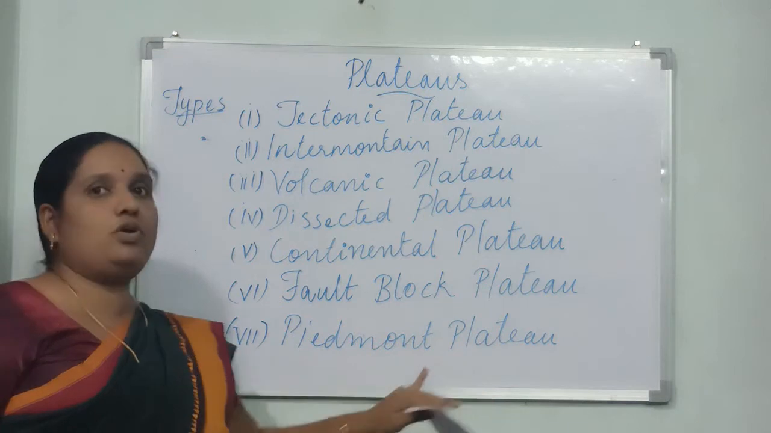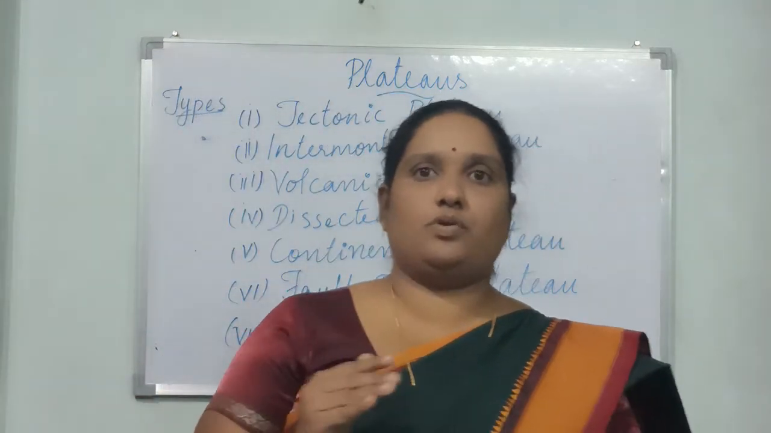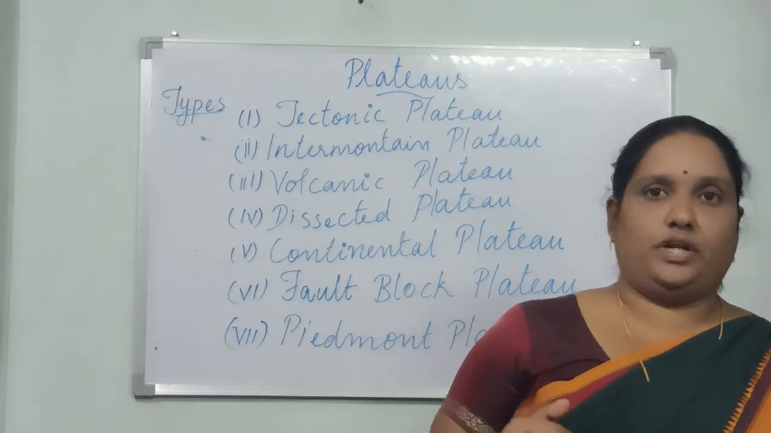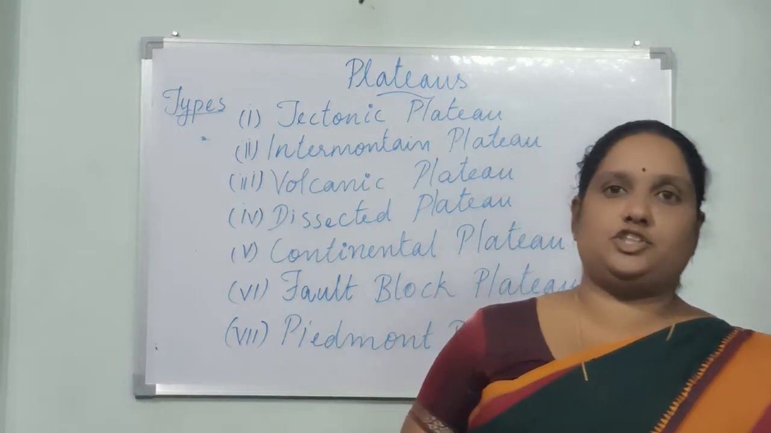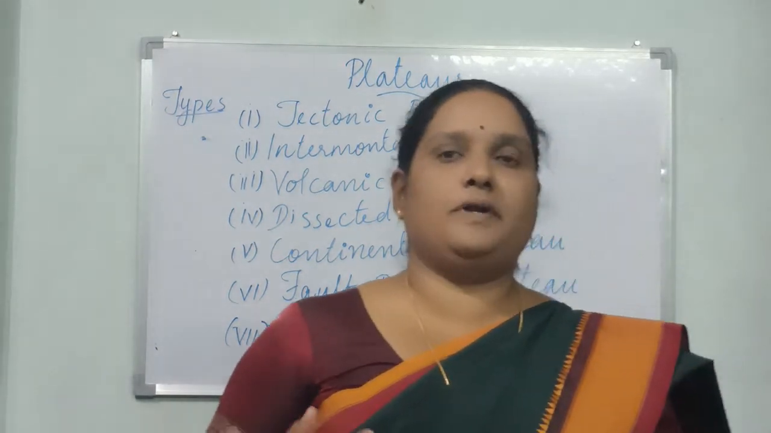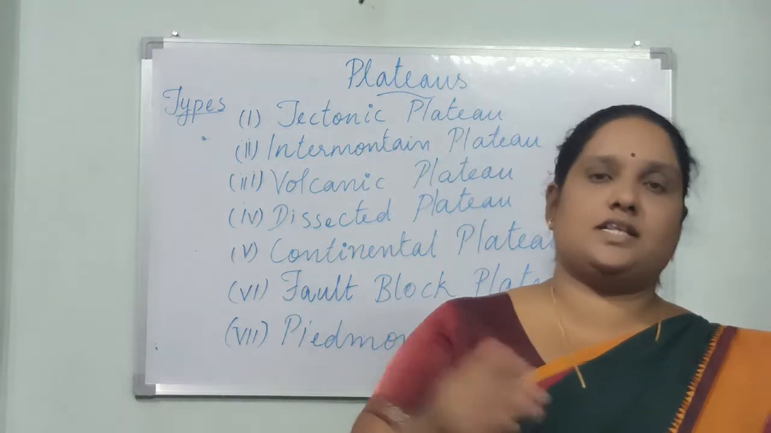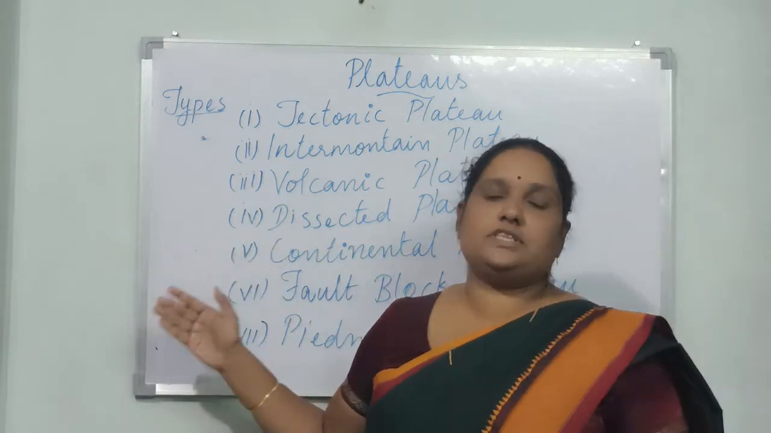Then the Piedmont plateau. Piedmont plateaus are plateaus where on one side a mountain will be there, and the other side may be a plain or a water body. Such plateaus are also common. That means on one side we can see a water body or a plain, and on the other side we can see a mountain range. So these are the main different types of plateaus.